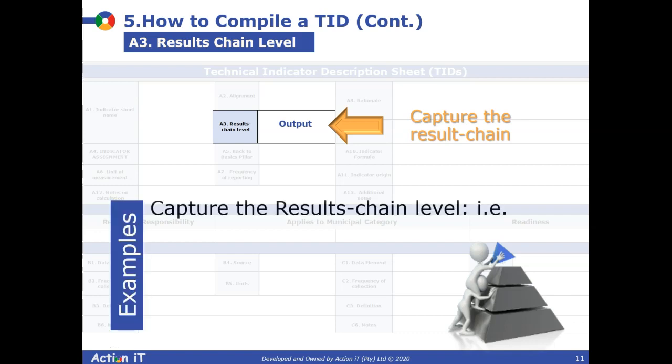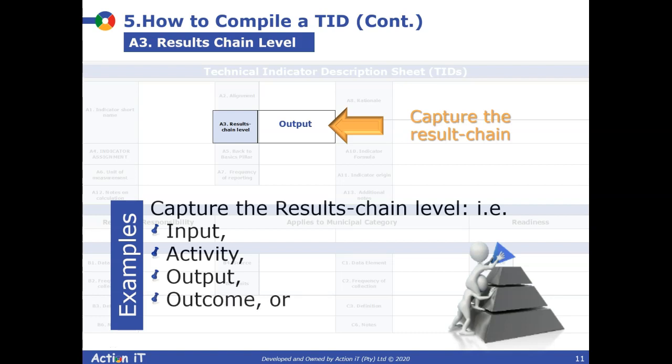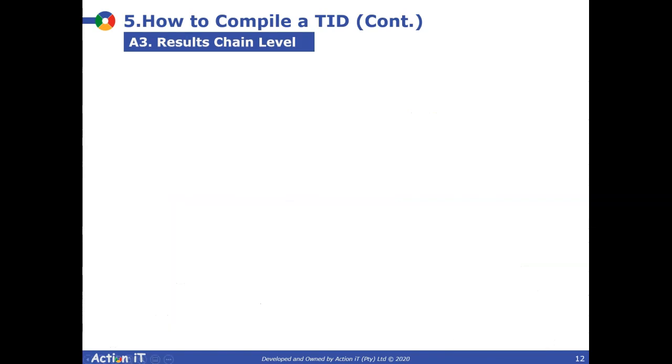The results chain level is broken down into the following items: input, activity, output, outcome, or impact. For our example, the results chain is output. Capture output in the A3 results chain level field. Let us unpack the results chain level into some more detail.